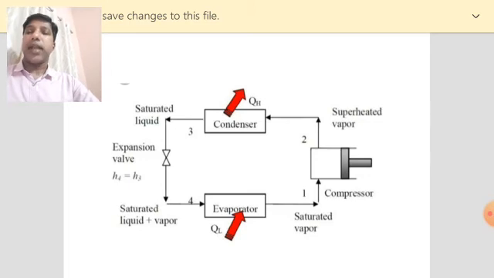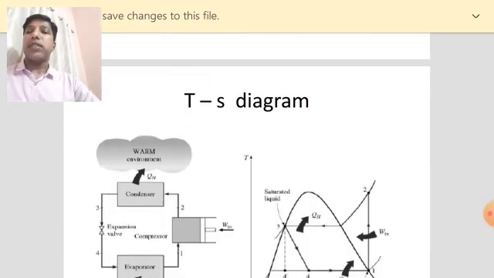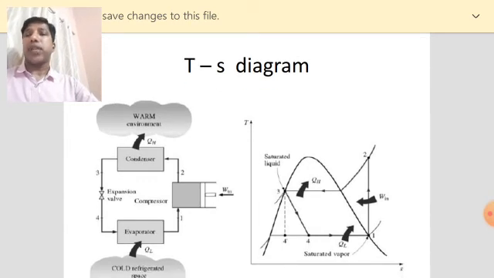You can see in the TS diagram, the curve 1-2 is a straight line perpendicular to the entropy axis. So it's a straight line perpendicular, that is a vertical line. So that is 1-2, that is a compression.